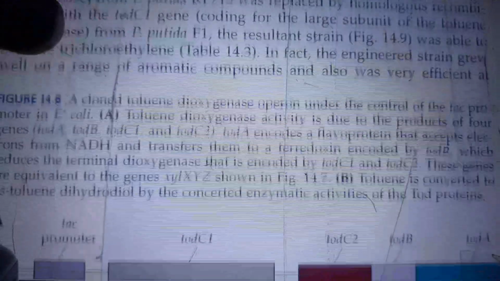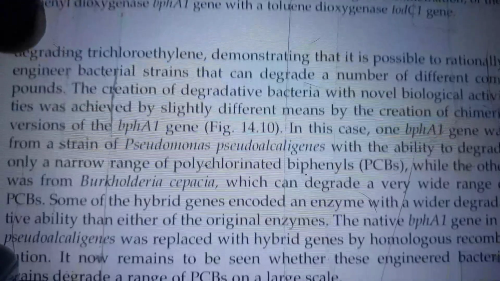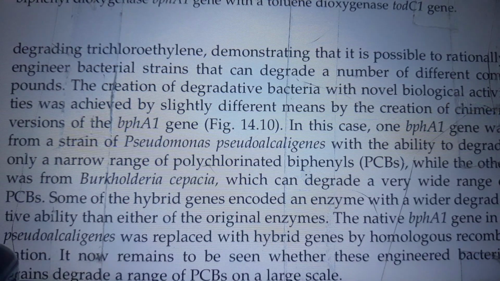In fact, the engineered strain grew well on a range of aromatic compounds and also was very efficient at degrading trichloroethylene, demonstrating that it is possible to rationally engineer bacterial strains that can degrade a number of different compounds. The creation of degradative bacteria with novel biological activities was achieved by slightly different means, by the creation of chimeric versions of the BPH-A1 gene.